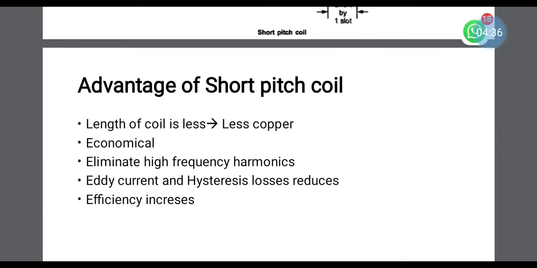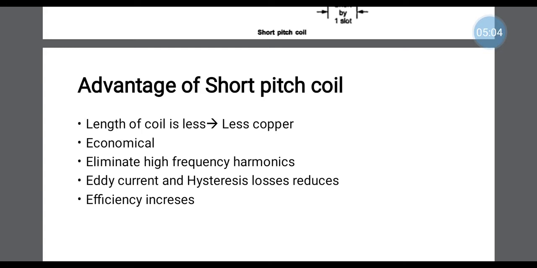When we go for the short pitch, there are a number of advantages. For example, the first one is the length of coil is less, because let us assume the length of the coil will be one slot short, so that means less copper conductor. So this will be very economical. Using less copper is an economical solution.